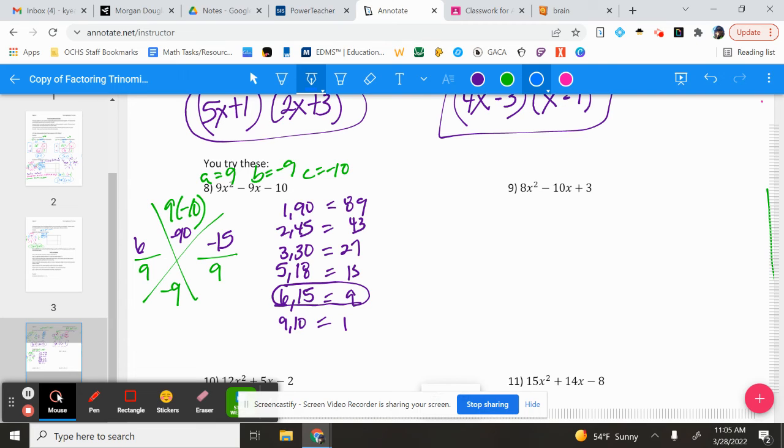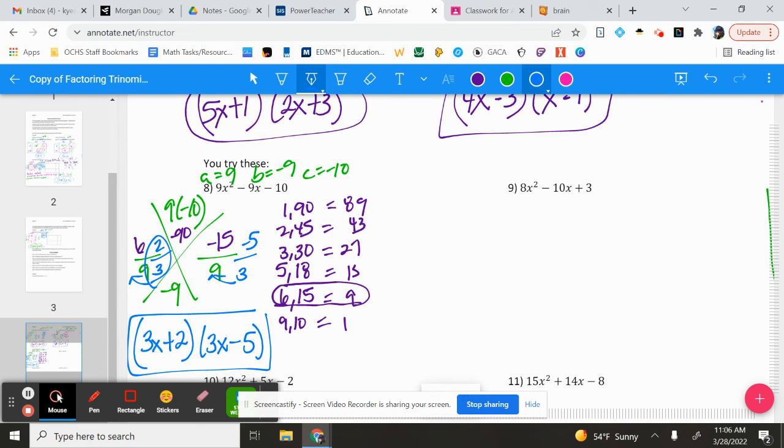A 3 will go both into 6 and 9, so 3 will go into 6 2 times, 3 will go into 9 3 times. So this is the value I'm going to use to create my factor. For 9 and 15, again, 3 will go into each of these. 3 will go into negative 15 5 times. 3 will go into 9 3 times. So 3 swings back to be the coefficient of my variable, 3x, while the 2 comes forward to be the constant. 3 swings back to be the coefficient of my variable, 3x, while negative 5 swings forward. So my two factors are 3x plus 2 and 3x minus 5.